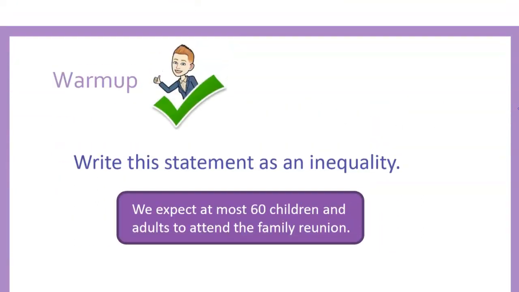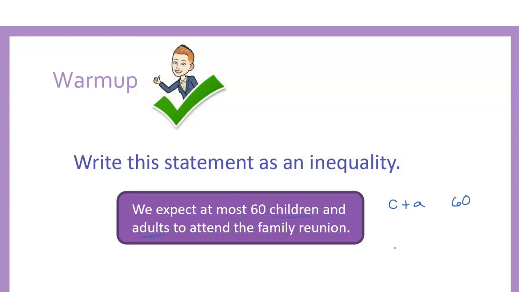Write this statement as an inequality. We expect at most 60 children and adults to attend the family reunion. Well, we have a couple of unknowns. We don't know how many children and we don't know how many adults. So those sound like our unknowns. Maybe we use C for children and A for adults. And it looks like we're going to compare that to 60, so I'll have a 60 over here.